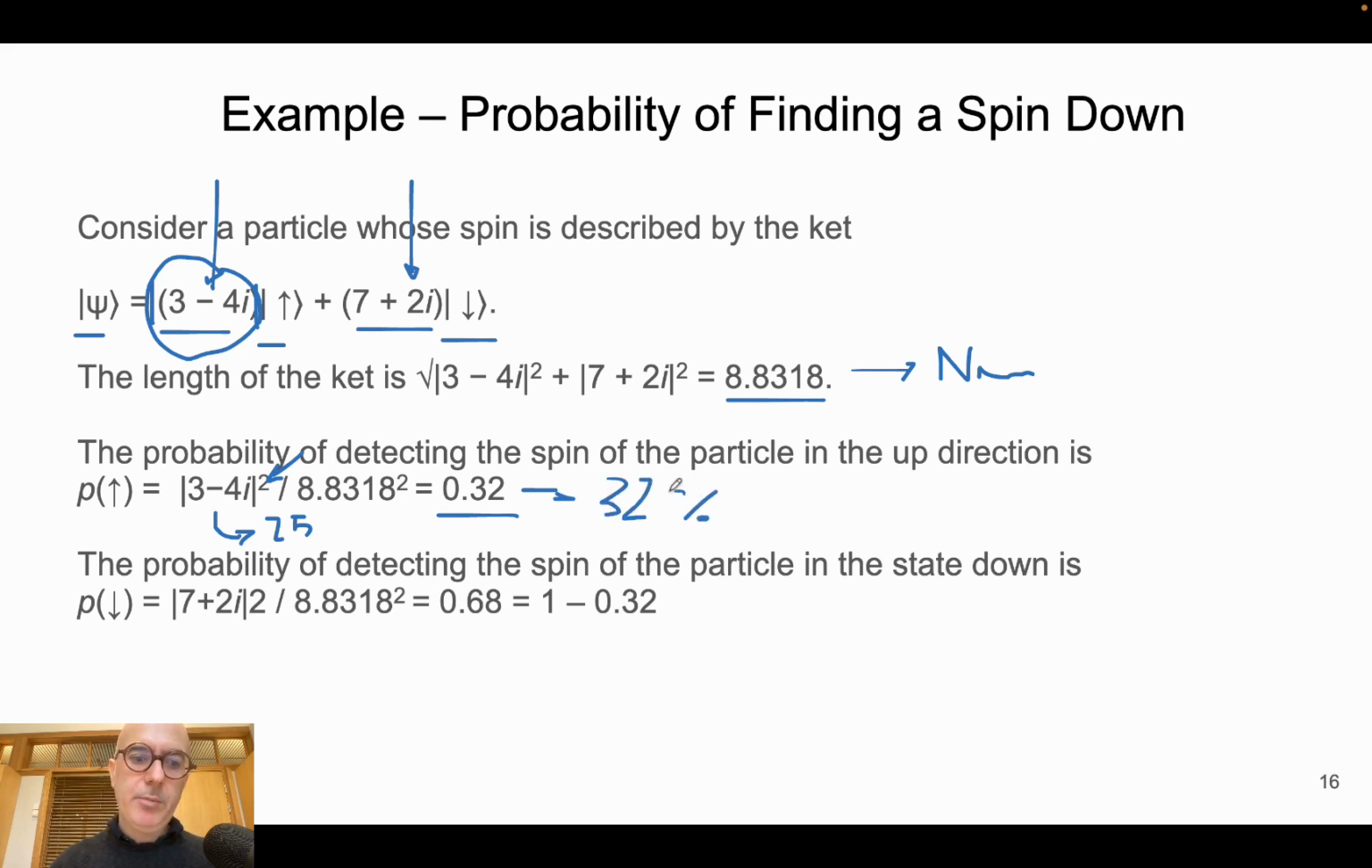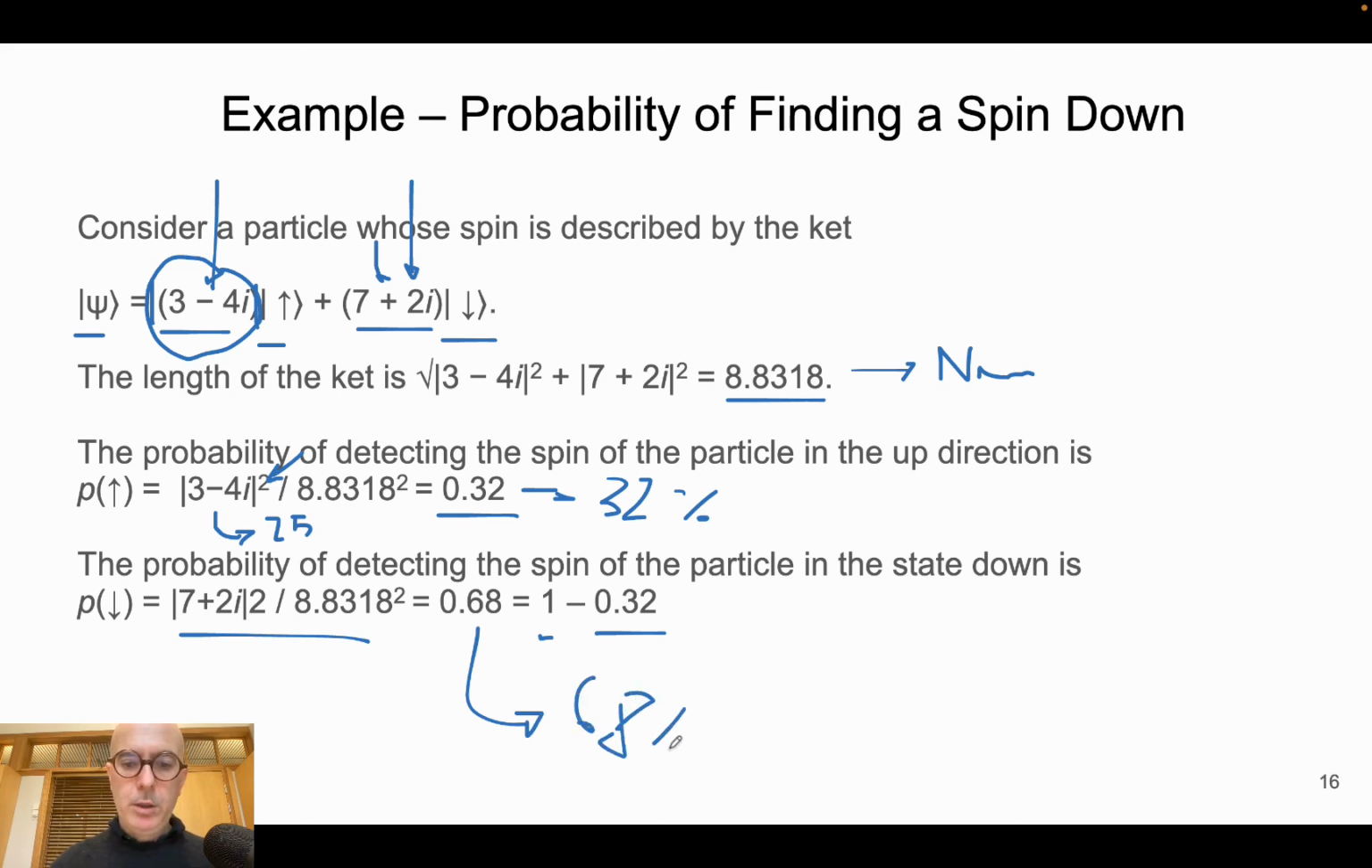We can do the very same to try to find the probability of finding the particles in the spin down quantum state. We can do it either way. Since we have only two states, we can just say 1 minus 0.32, or we can calculate, just take this complex number. That is the other way around here. And the probability of finding our particles after the measurement in the spin down is 68%.